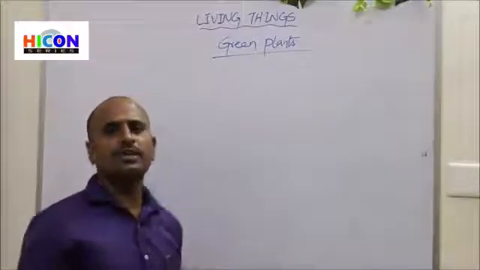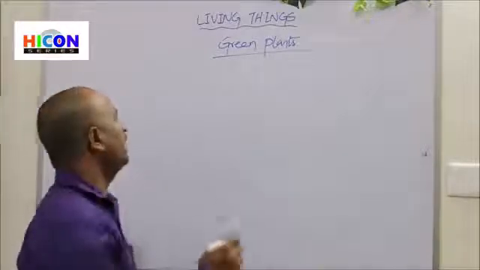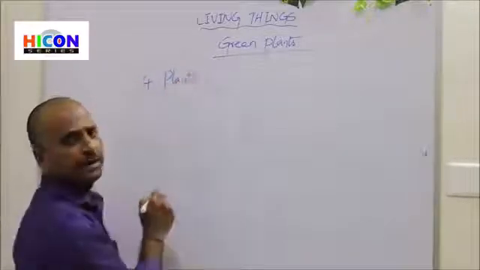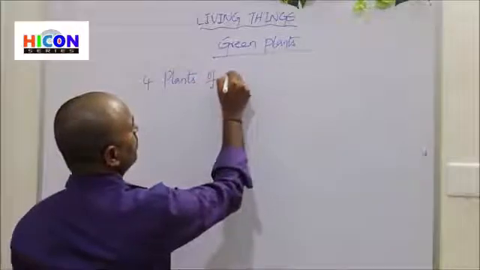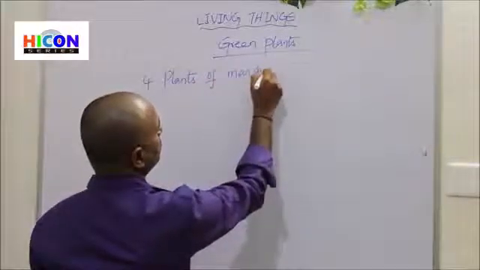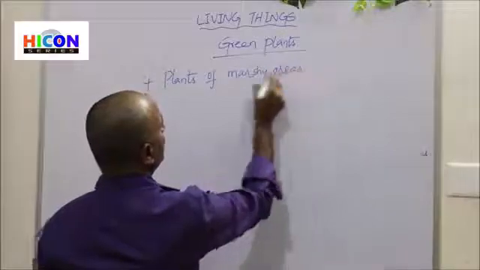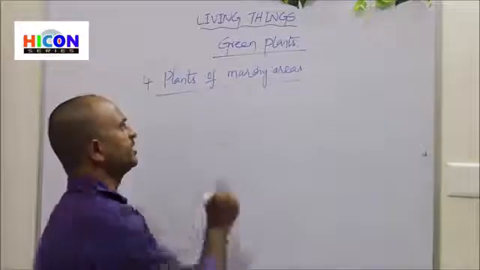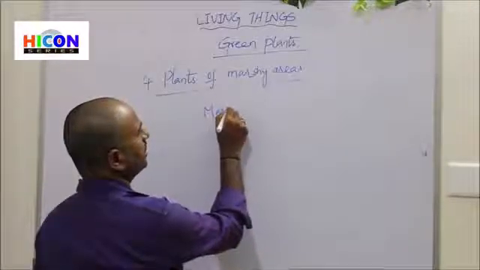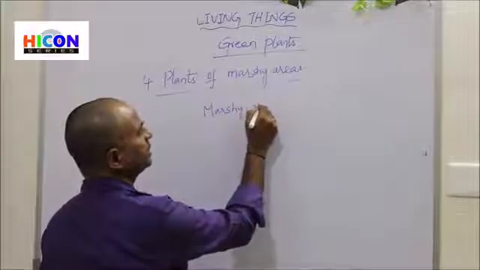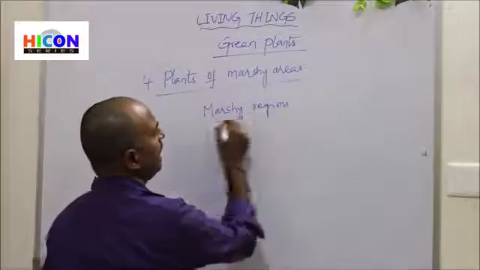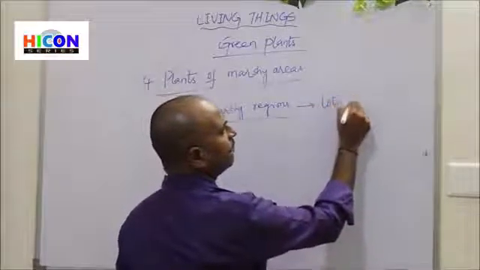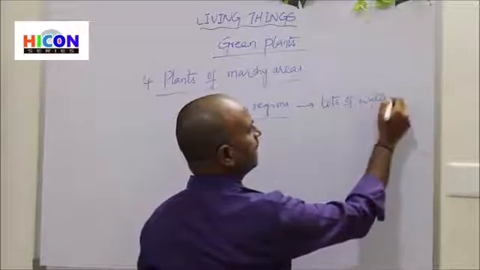The fourth type of terrestrial plants are plants of marshy areas. So what are marshy areas? What are marshy regions? Marshy regions have a lot of water with wet clay.